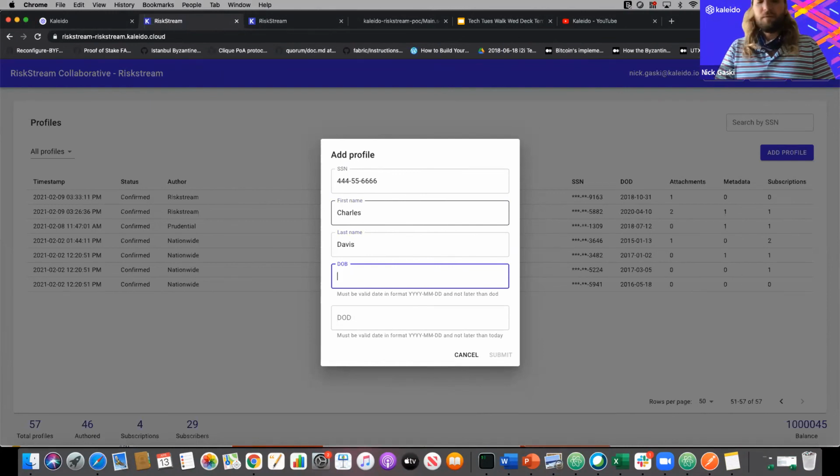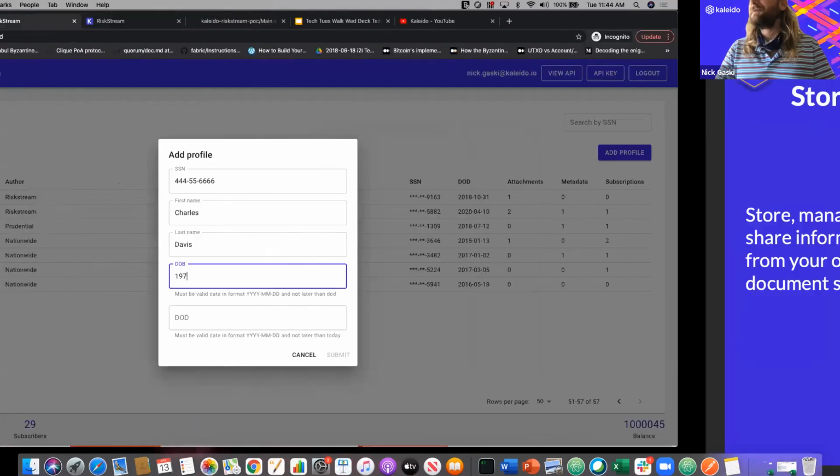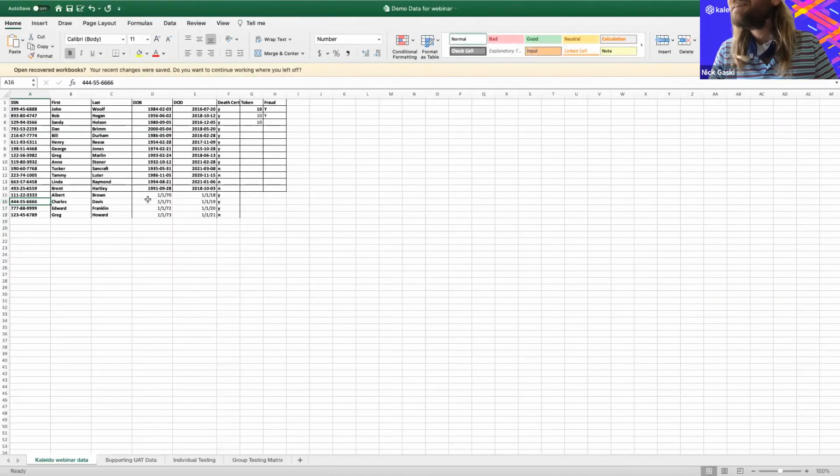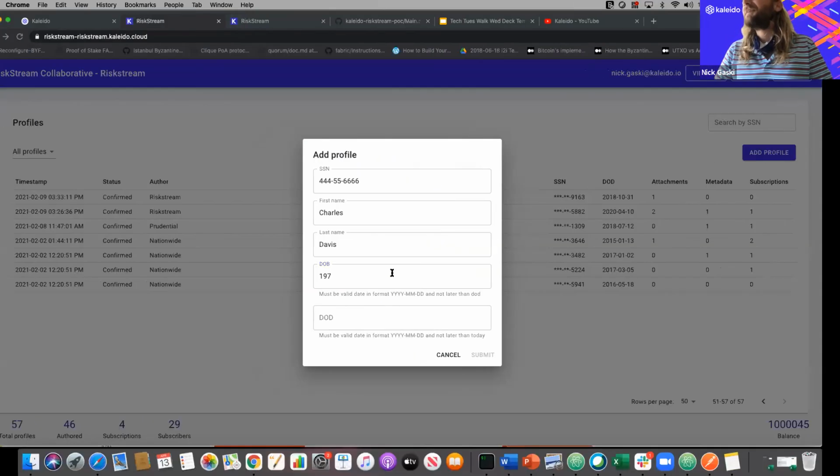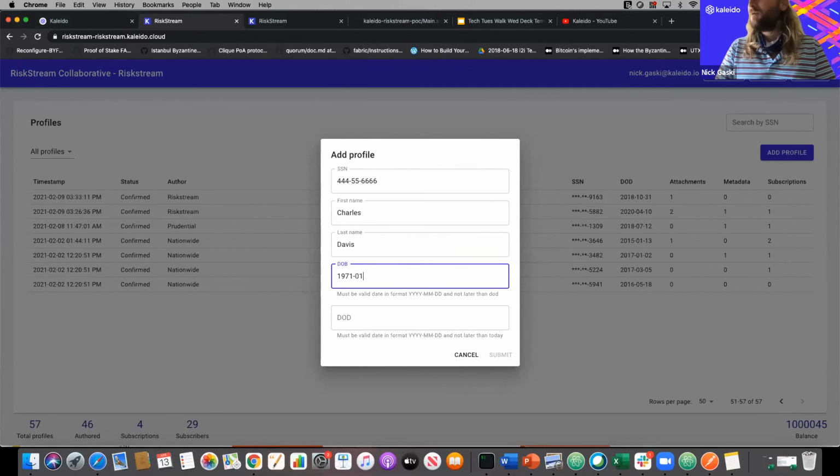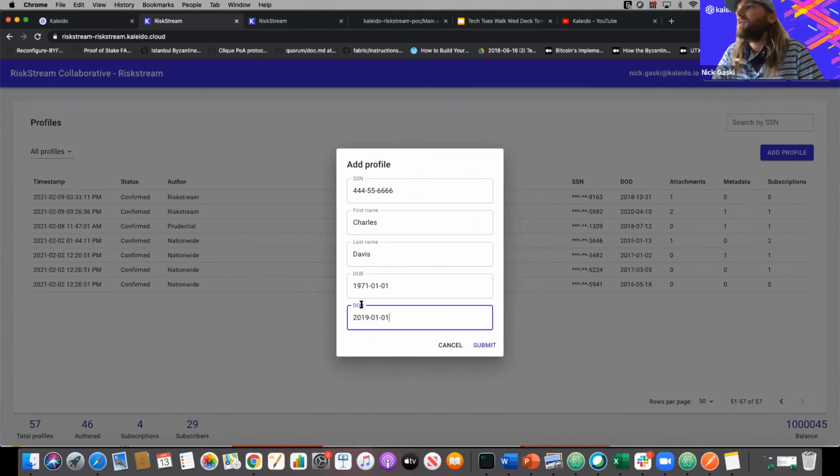And date of birth was 1971, I think. Let me check, sorry. 1971, 11, and 19. Okay, so 1971, 01, 01, and then 2019, 01, 01, right there. So the system's happy right here. We saw that the modal shrunk. So I can go ahead and submit this.